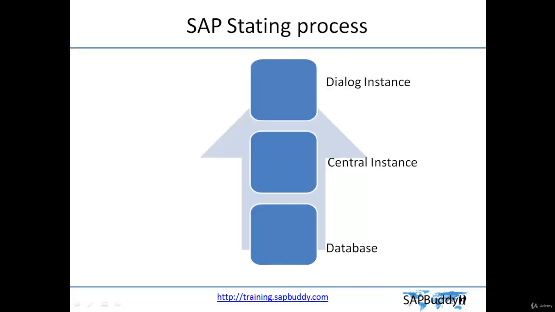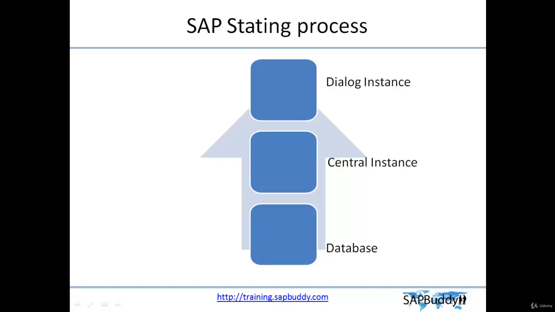Here we are going to discuss the steps involved in starting an SAP system. Every SAP system, as you know, has a database and at least one instance. It could be a central instance, or it could also have a dialog instance. An SAP system will also have a Java stack as well as an ABAP stack. In these cases, how the system is going to start is the main important thing which we are going to see in this particular step.